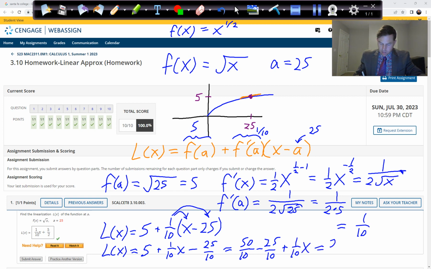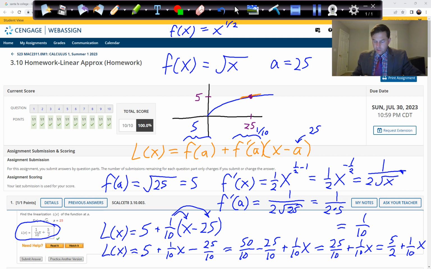This is going to equal positive 25 over 10, plus 1/10 x. 25 over 10, divide both numbers by 5, is 5 halves, plus 1 over 10 x. And that's what I have here, 1 over 10 x plus 5 halves. So that means that this line right here, if we were to extend it out, boy, I might have got this drawing just right. If we were to extend it out, its y-intercept is 5 halves, 2.5.